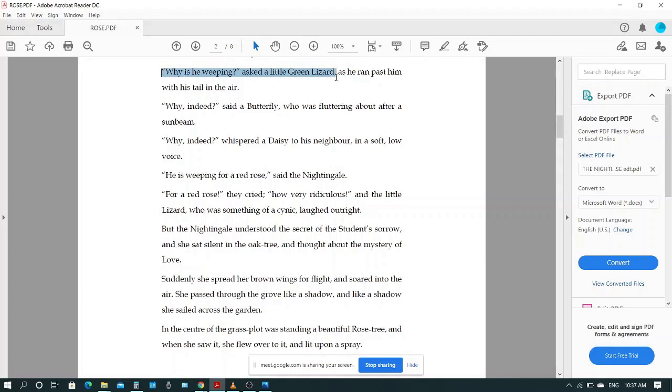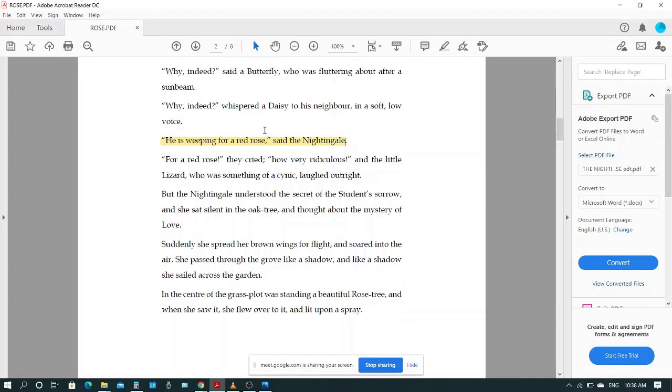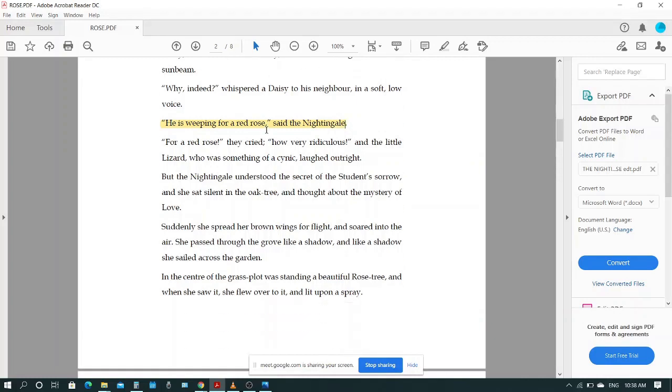Asked the little green lizard as he ran past him. Okay, the lizard comes, asks the same question, why indeed, asked the butterfly, why indeed, asked the daisy, and finally the Nightingale gives the answer that he is weeping for a red rose. Now all these dialogues by the Nightingale have to be considered very seriously. Okay, या कोणाच्याही इतरांच्या स्पीचपेक्षा नाइटिंगेल जे बोलते हे खूप महत्त्वाचं आहे आपल्यासाठी. So therefore he is weeping for a red rose. Nightingale explains to all her friends like daisy, butterfly, and lizard, etc.